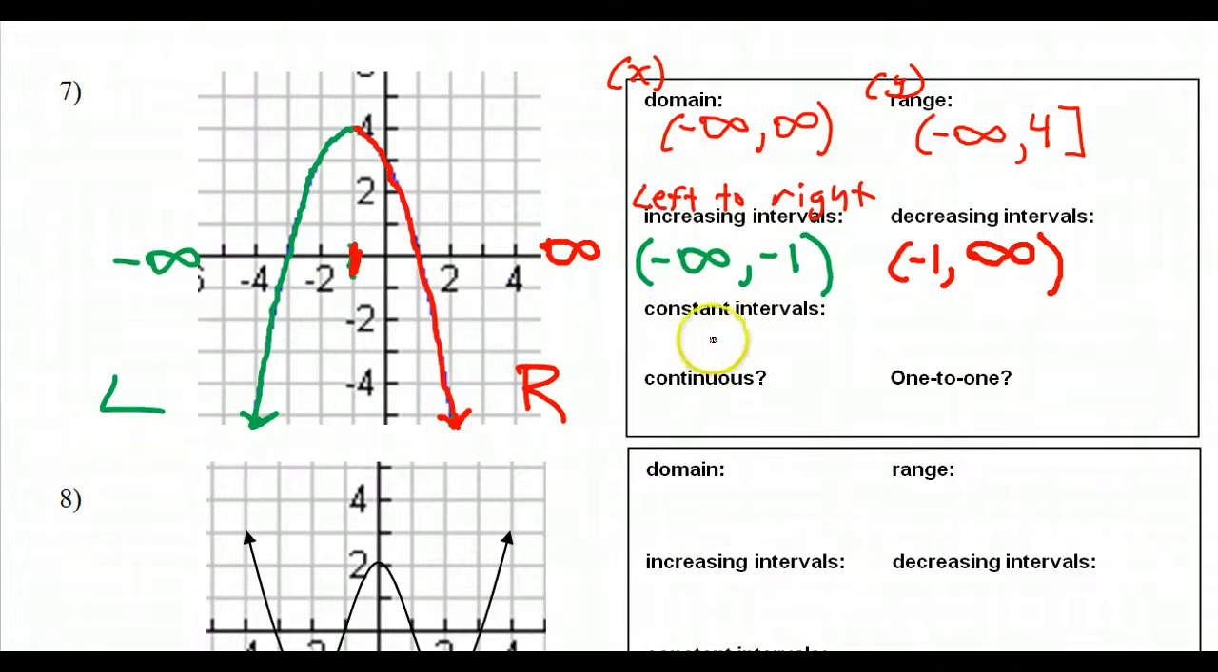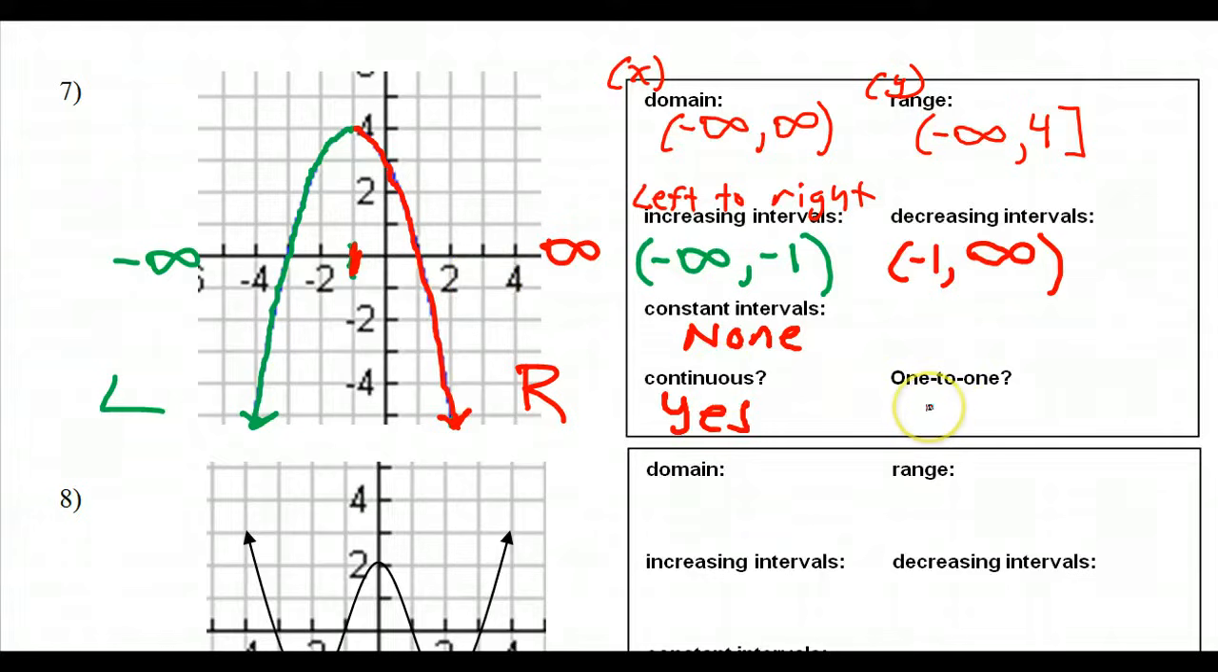Okay, now a constant interval would be in a zone where the graph was flat, like horizontal. No part of this graph is horizontal, so there are no constant intervals. So I'll just put none. Now, is this graph continuous? Continuous just means there are no breaks in the graph. And so yes, this graph is continuous. There are no breaks, no gaps.